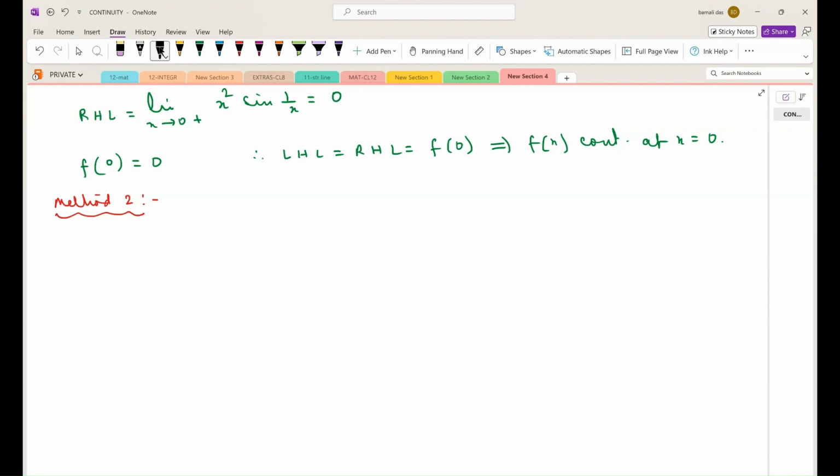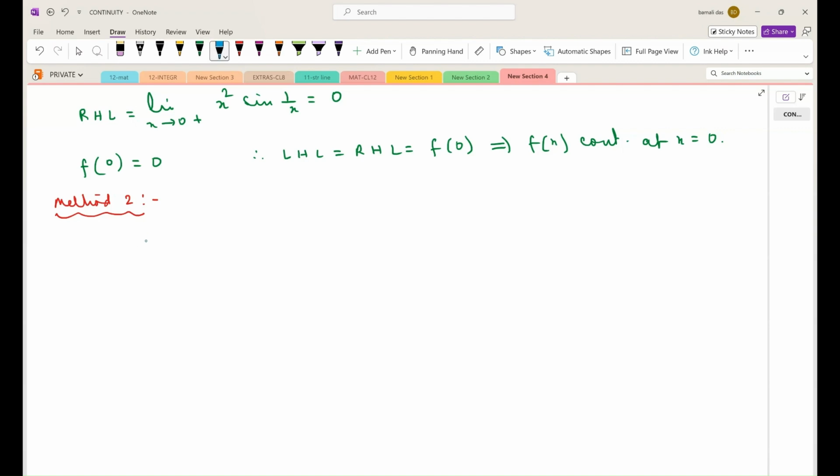If you remember, we did something called sandwich theorem in class 11 limit chapter. So, we are going to use sandwich theorem here. Now my function is, I'm not writing it again. You know the function.